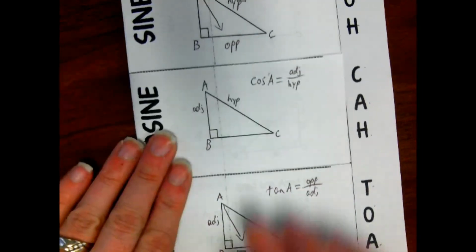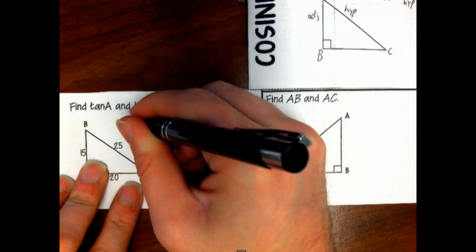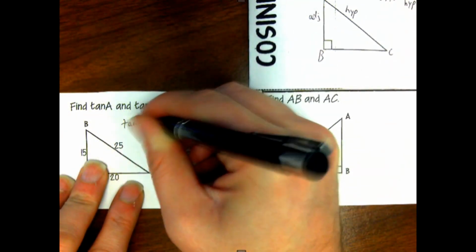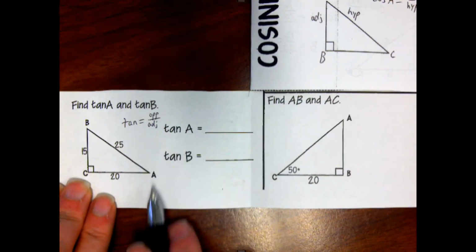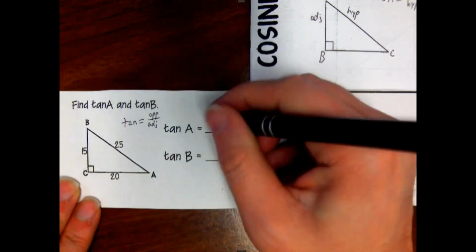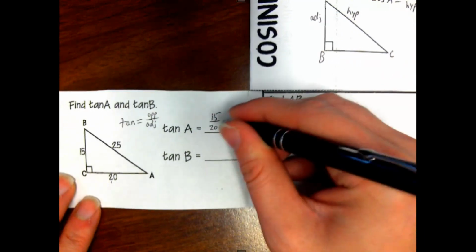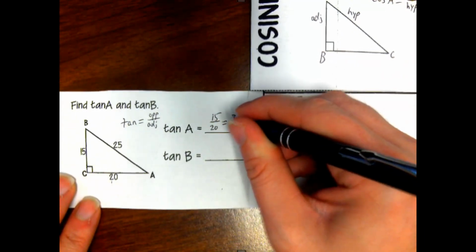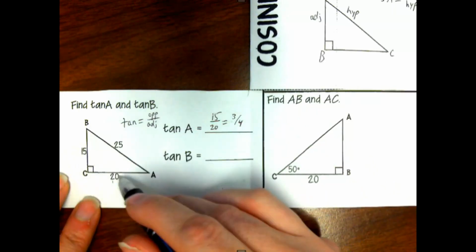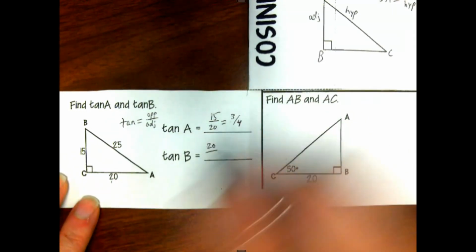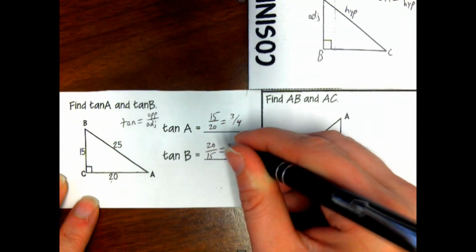All right, now let's look at tangent. Remember, tangent is the length of the opposite side over the length of the adjacent side, opposite over adjacent. The tangent of A would be the opposite side to A, which is 15, over the adjacent side that's not the hypotenuse, which is 20. 15 over 20, which is 3/4. And then the tangent of B would be the opposite side to B, which is 20, over the adjacent side to B that's not the hypotenuse, which is 15, which simplifies to 4/3.